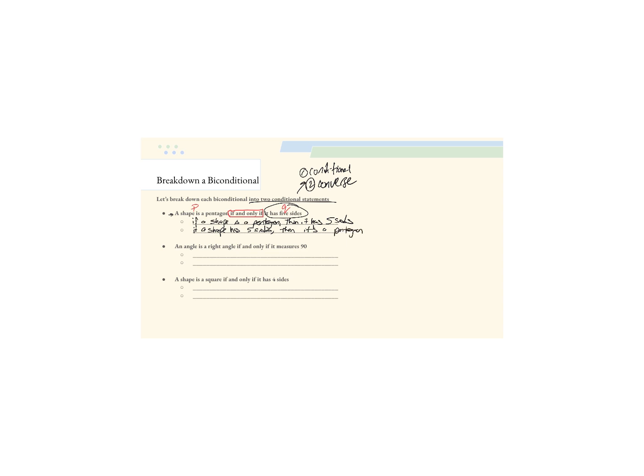Okay, let's try one more. An angle is a right angle if and only if it measures 90 degrees. So again, let's actually think, is this true? So if it's a right angle, it has to be 90 degrees? Yep. And if it's a 90-degree angle, is it a right angle? Yep. So we can say, let's call this P, let's call this Q.